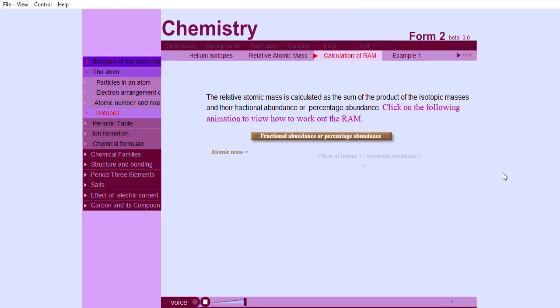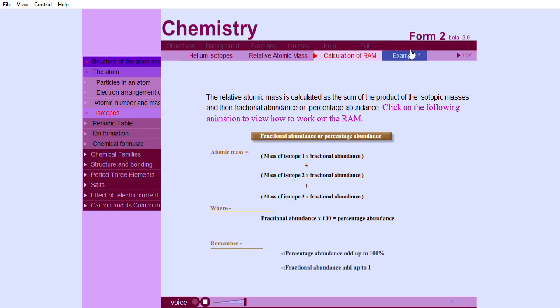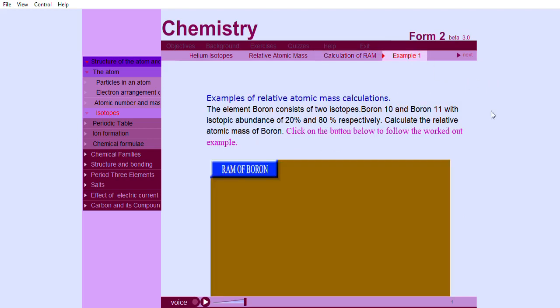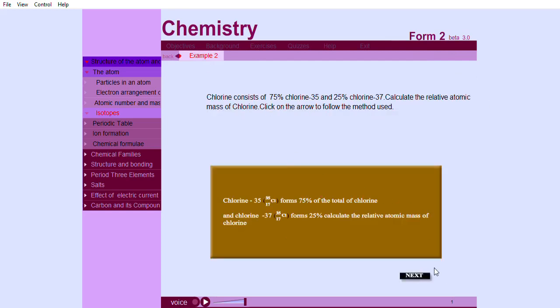Click on the following animation to view how to work out the RAM. Examples of relative atomic mass calculations. The element boron consists of two isotopes, boron-10 and boron-11. Calculate the relative atomic mass of boron. Chlorine consists of 75% chlorine-35 and 25% chlorine-37. Calculate the relative atomic mass of chlorine. Click on the arrow to follow the method used.